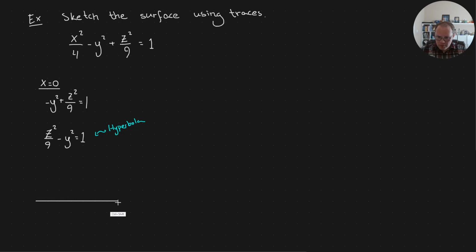And so let's graph it real quick. I'll be graphing this on the YZ plane because those are the variables I have left. All right, it's a hyperbola centered at the origin. I'm going to go 3 units in the z direction and 1 unit in the y direction.